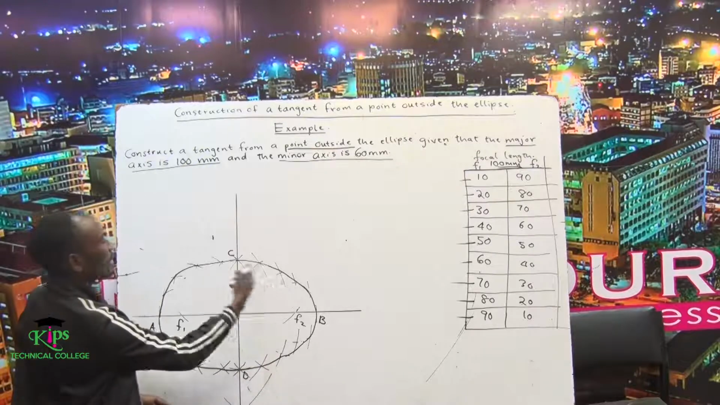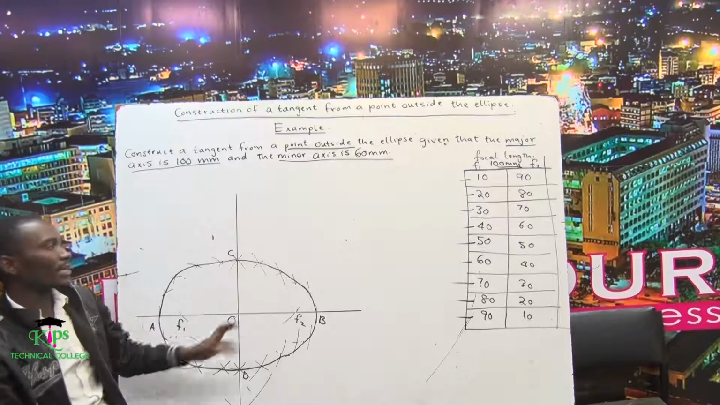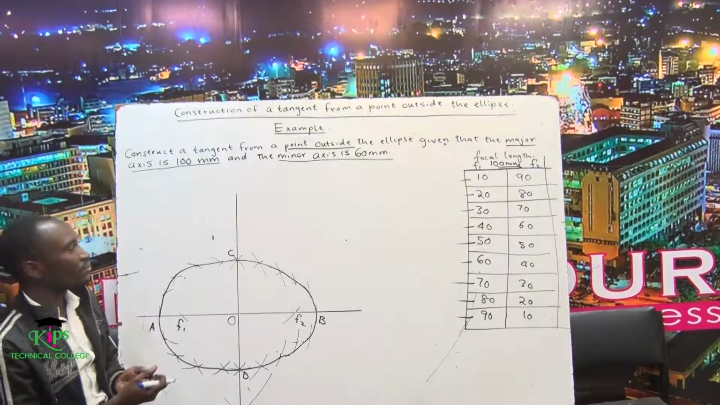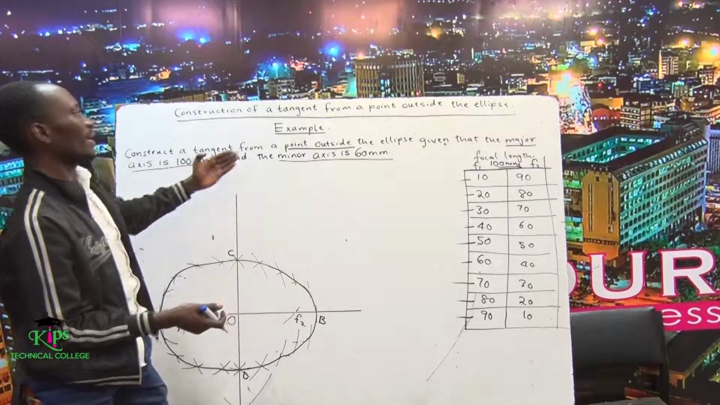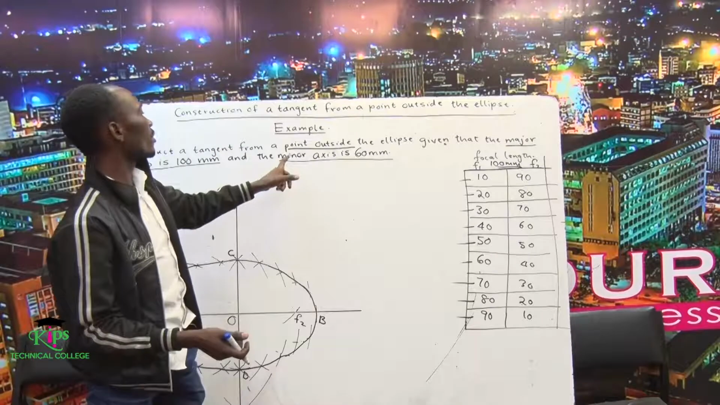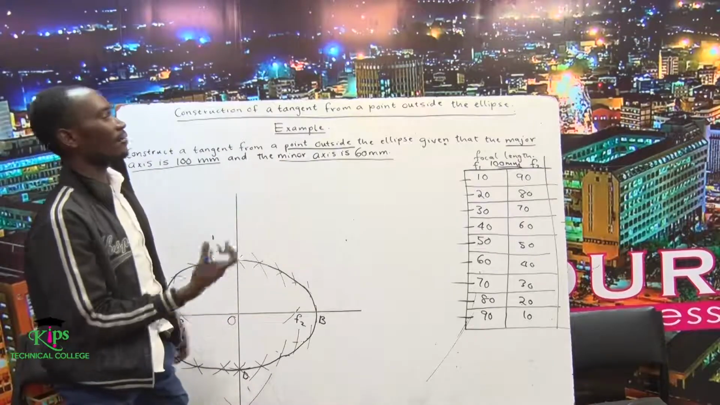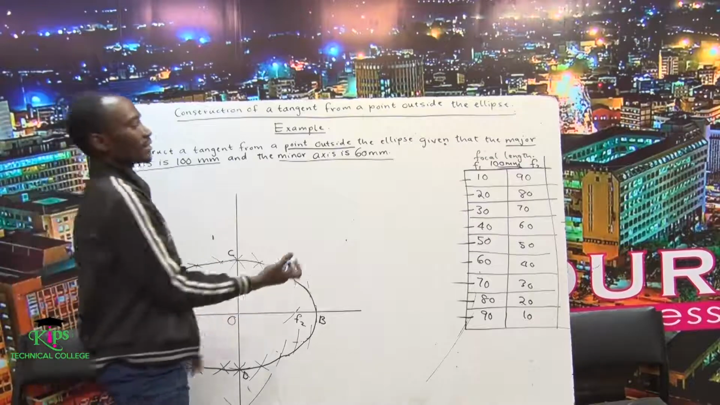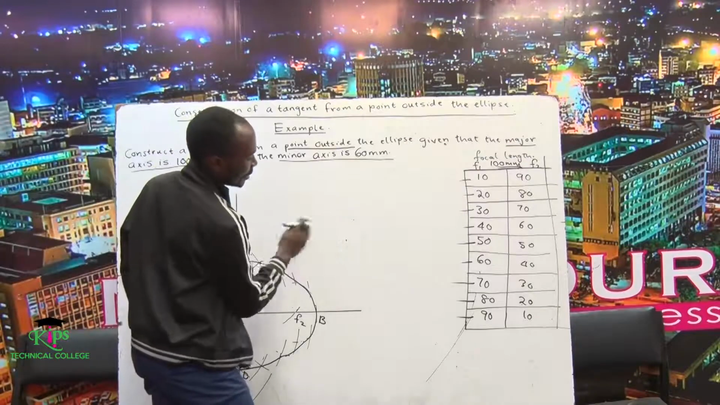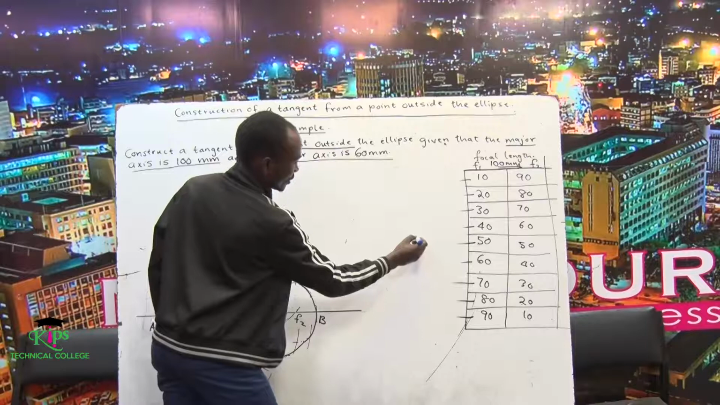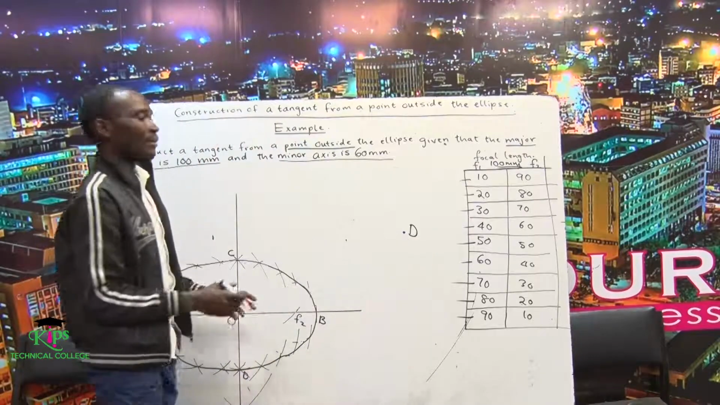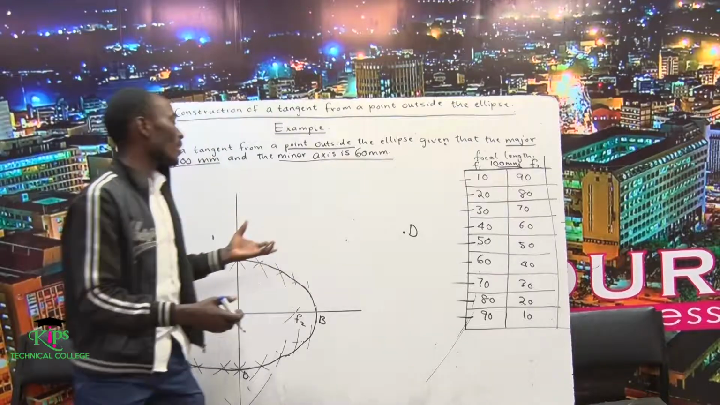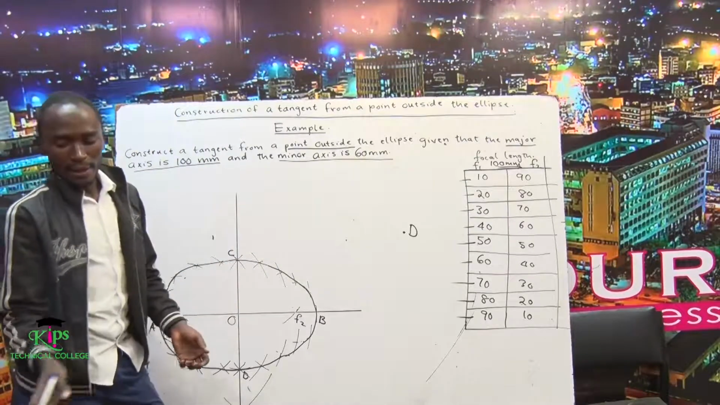So you can see now this is my ellipse. Now what do I need to do? I have been taught to draw a tangent from a point outside the ellipse. Let's decide that our point, which is now outside, is point D. This is the point outside. Let's draw a tangent towards this ellipse.